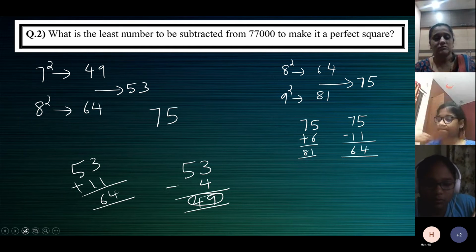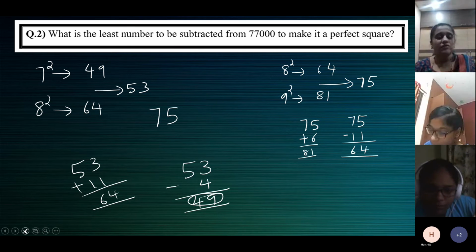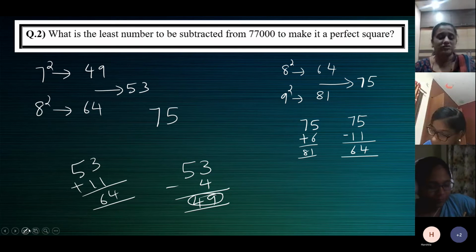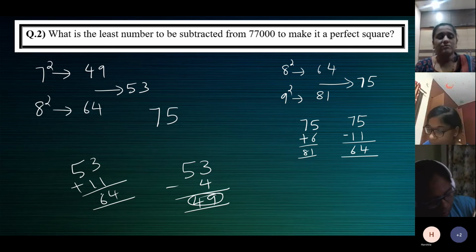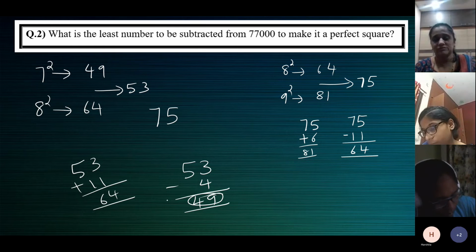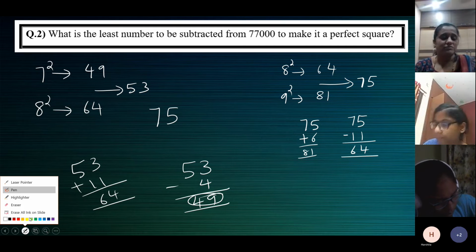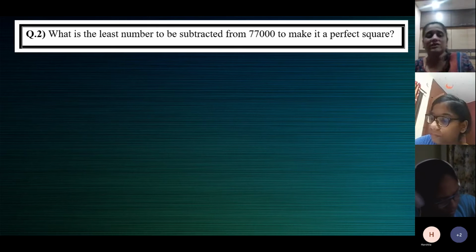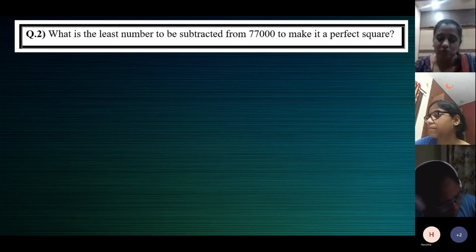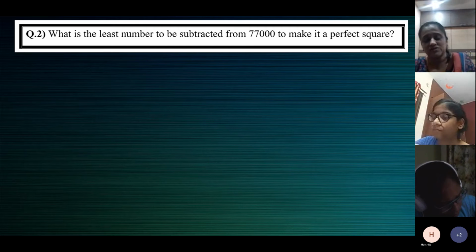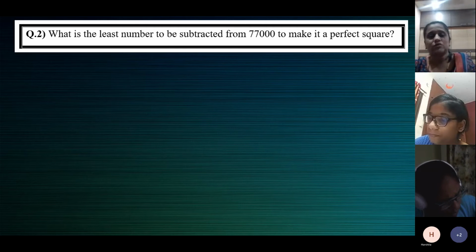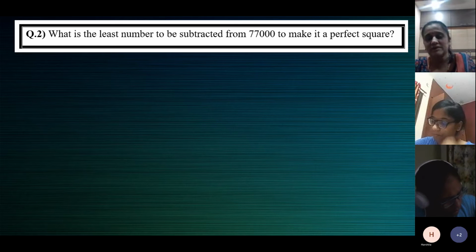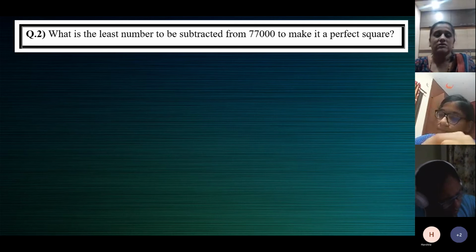Yes, ma'am. Okay, now when we have to deal with larger numbers, there should be a procedure. We cannot do this method. When the numbers are very small, then you can adopt this procedure. But for larger numbers, you need a different procedure. So to find the least number to be added or subtracted, you should use the long division method. Register that in your mind.